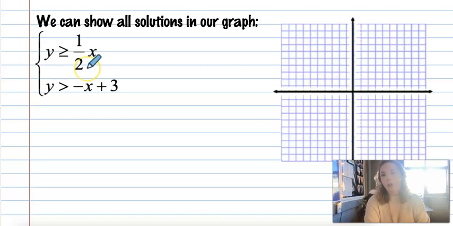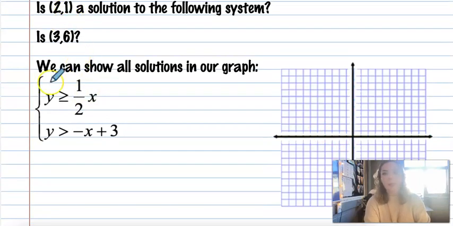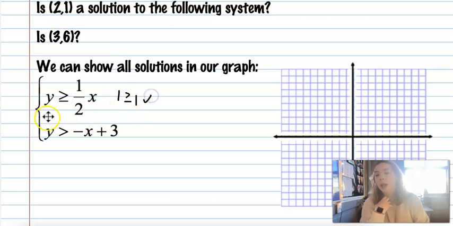So you could also do it algebraically. You could plug these in. You could plug in 1 here and 2 here and here as well to figure that out. So like if I plug in 1 here, I'd have 1 is greater than 1/2 times 2 is 1. That would be true. I could also plug in here 1 is greater than -2 plus 3.